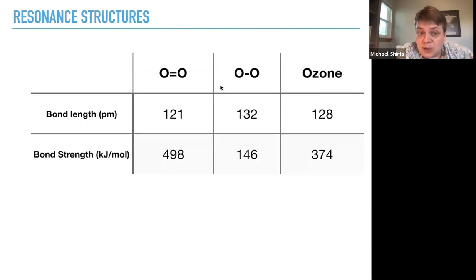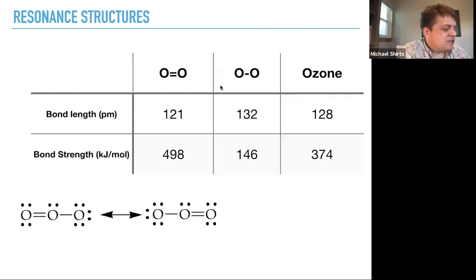Same thing holds if you look at bond strength. So an oxygen-oxygen double bond has approximately 498 kilojoules per mole, an oxygen-oxygen single bond has 146 kilojoules per mole, and an ozone bond is in between the two. And so it's an average of these two structures. And so is it a single bond? Is it a double bond? No, it's an average of the two.